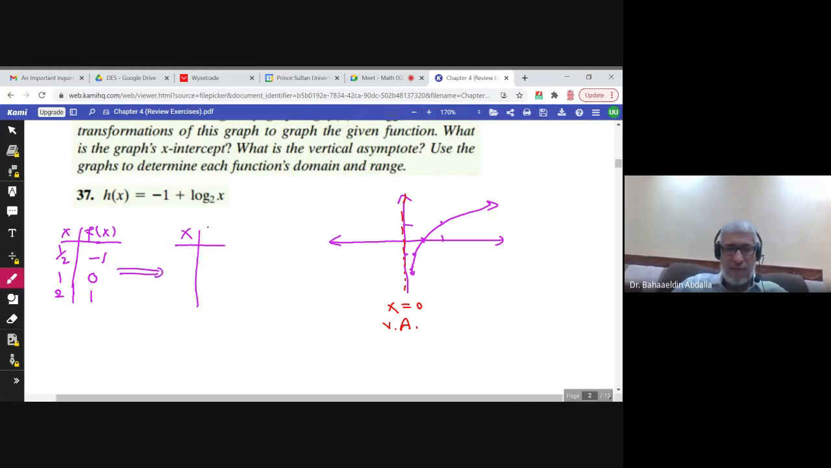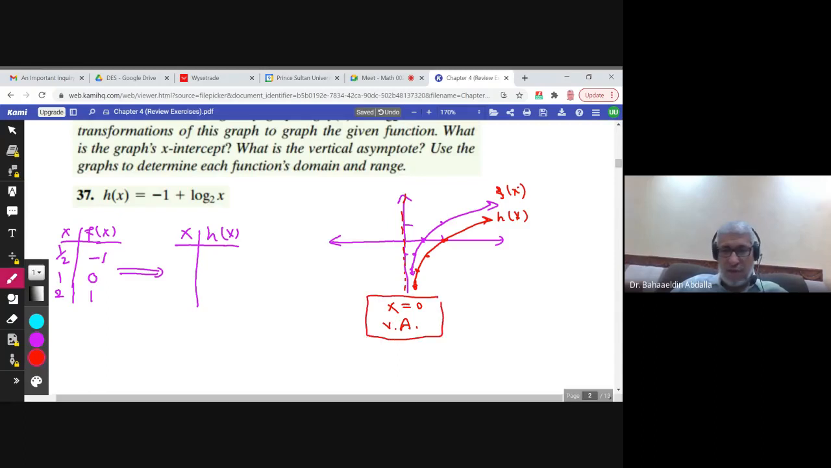So let me make a table for h of x. What happened? 1 unit down. So you can take the graph 1 unit down. In fact, you can do it easily like this. This one bring it here, this bring it here, 1 unit down, and this one bring it here, and you can sketch the graph of the function h of x. So this is h of x and this is f of x. Okay, they have the same vertical asymptotes.